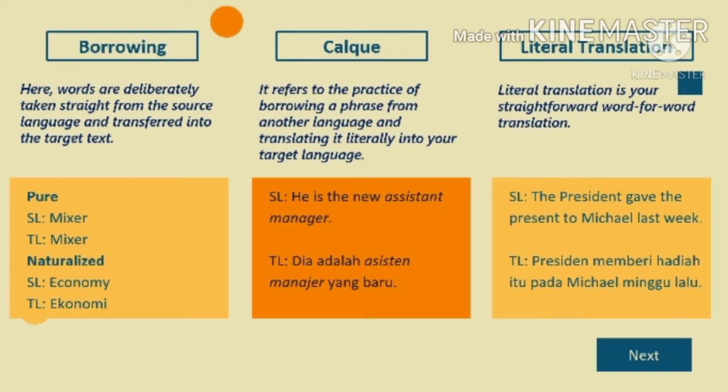Next, calque. It refers to the practice of borrowing a phrase from another language and translating it literally into your target language. For example, assistant manager, translated to assistant manager. And then, literal translation is your straightforward word for word translation. For the example, the president gave the present to Michael last week. Translated to, Presiden memberi hadiah itu pada Michael minggu lalu.